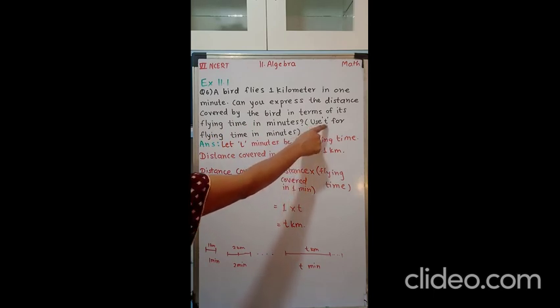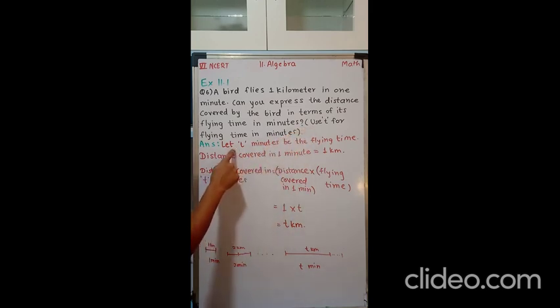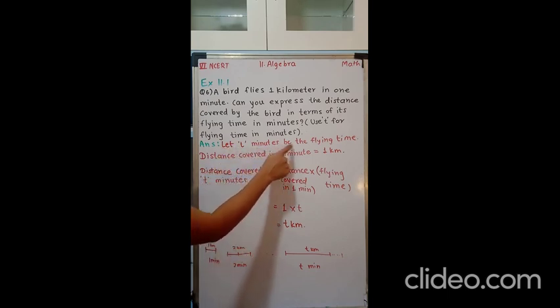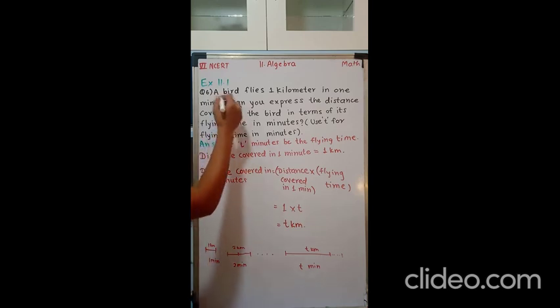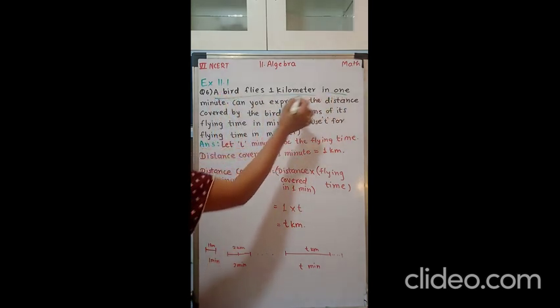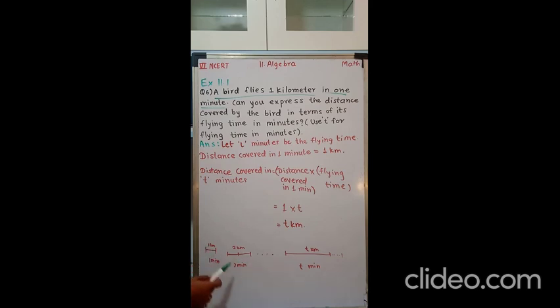Here it is given that use T for flying time in minutes. That is, the bird flies for T time. So whatever is given, we are supposed to write down here. Let T minutes be the flying time and the distance covered. Again, what we are actually given here is that a bird flies 1 kilometer in 1 minute. So distance covered in 1 minute equals 1 kilometer. Here in 1 minute it goes 1 kilometer, in 2 minutes it goes 2 kilometers, so in t minutes it will go t kilometers as per the time given.